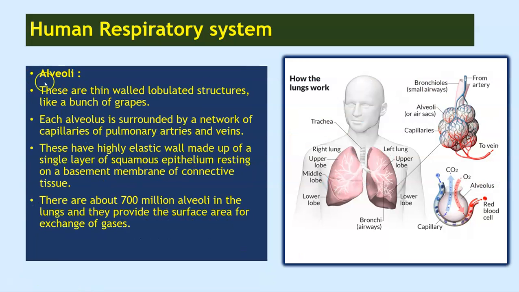Students, let us get to know what the alveoli are. These are thin-walled lobulated structures like a bunch of grapes. Have a look at this image here. You can see this is your alveoli and it appears like a bunch of grapes. Each alveolus is surrounded by a network of capillaries of pulmonary arteries and pulmonary veins. Here you can see the arteries and the veins have completely covered the alveolus.